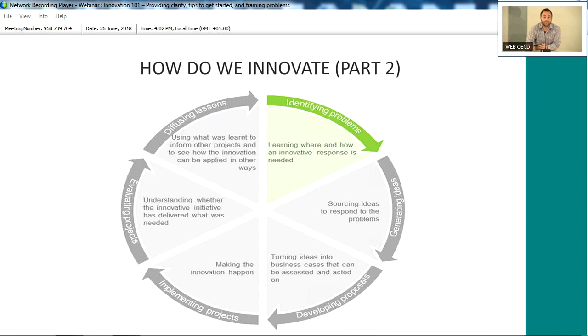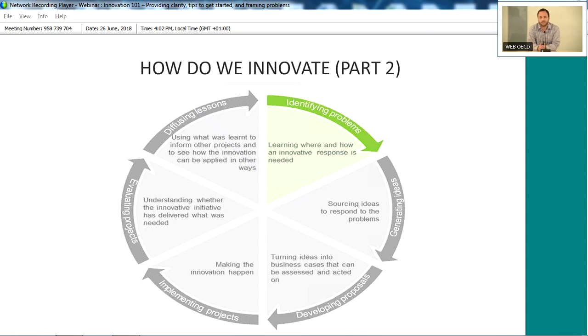But for the implementation piece, we have created a meta toolkit, or a compendium of the various toolkits that are being used in the public and private sector that were all available for use, and we've compiled them into one place.